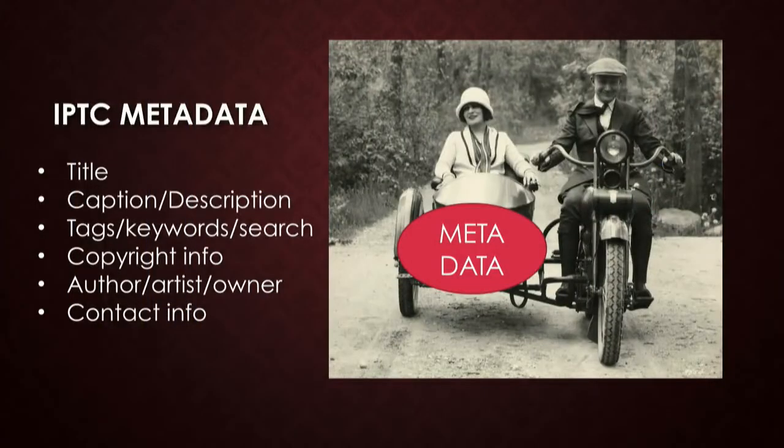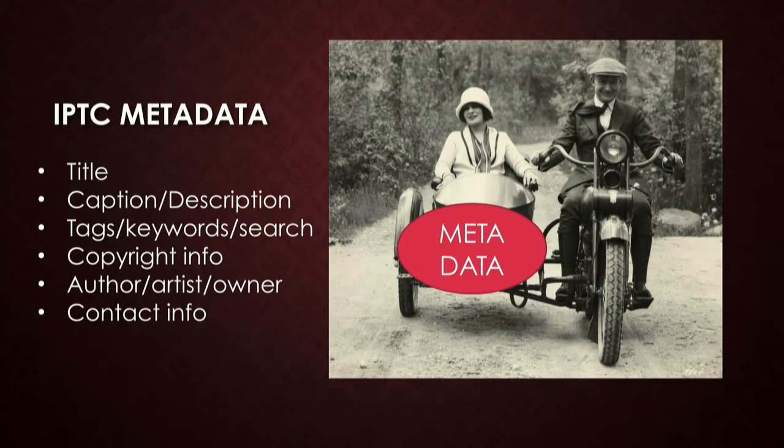Okay, so the kind of things that we can put into IPTC metadata are a title of a photo, caption, descriptive information, tags, keywords, search capabilities, copyright information, the author or artist, and contact information, which I'll talk about why that's important in a minute.